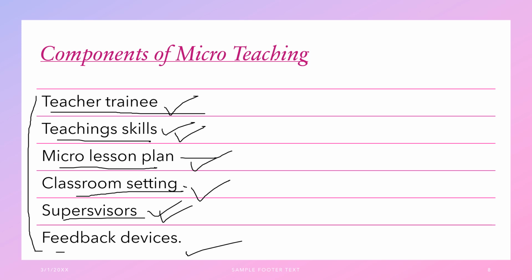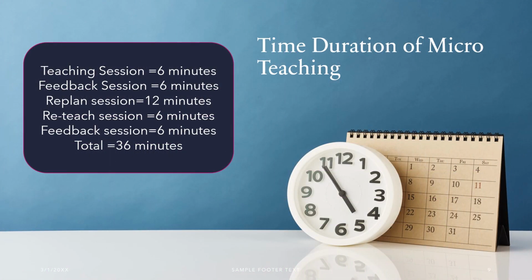And last but not least, this is the component: feedback device. This is very important. The feedback components of micro teaching contribute significantly toward behavior modification of the trainee in the desired direction and acquisition of mastery level of the skill. Besides physical observation, feedback devices such as audio tapes and video tapes are also used to observe the classroom performance of the trainee. Look at the time duration of micro teaching.